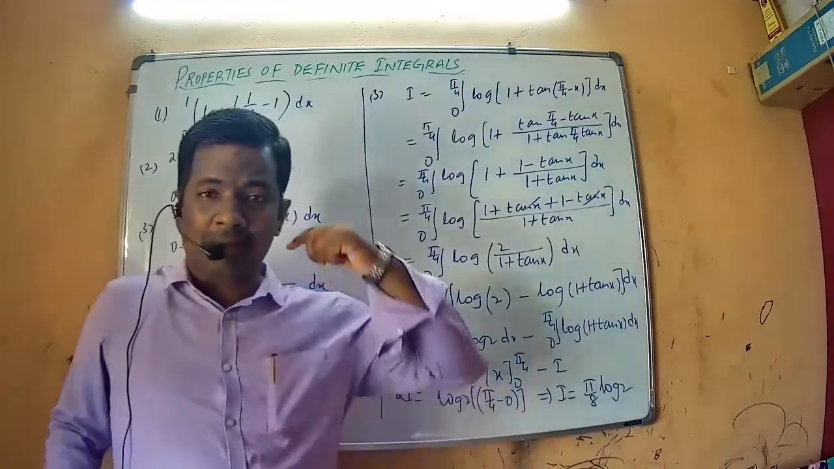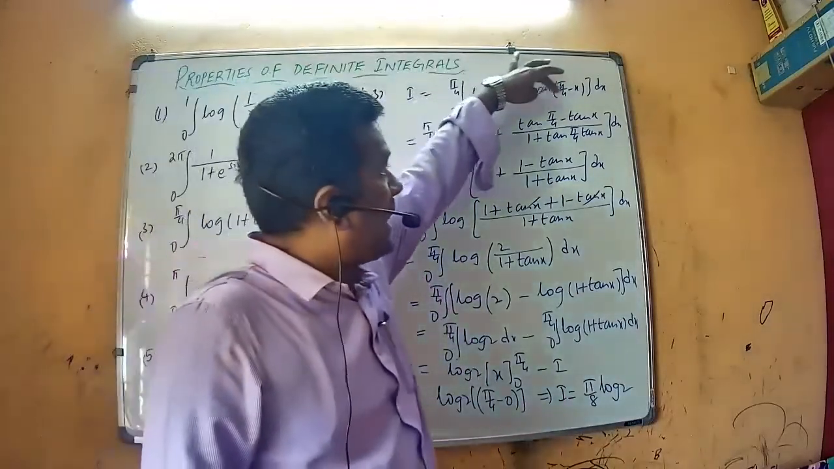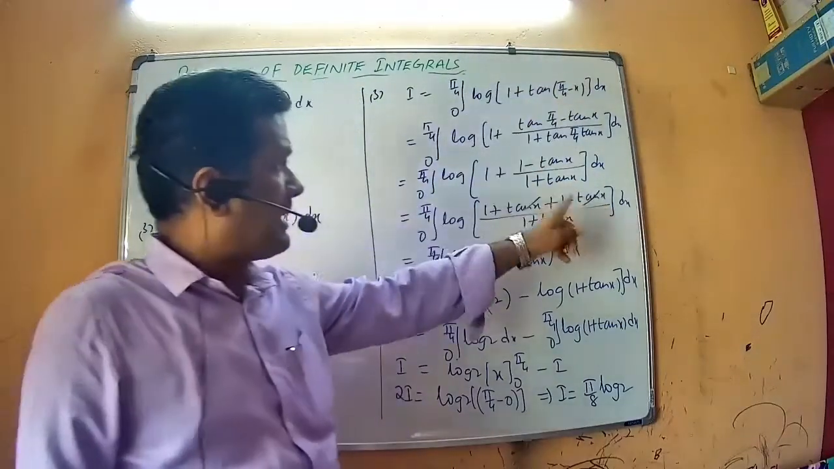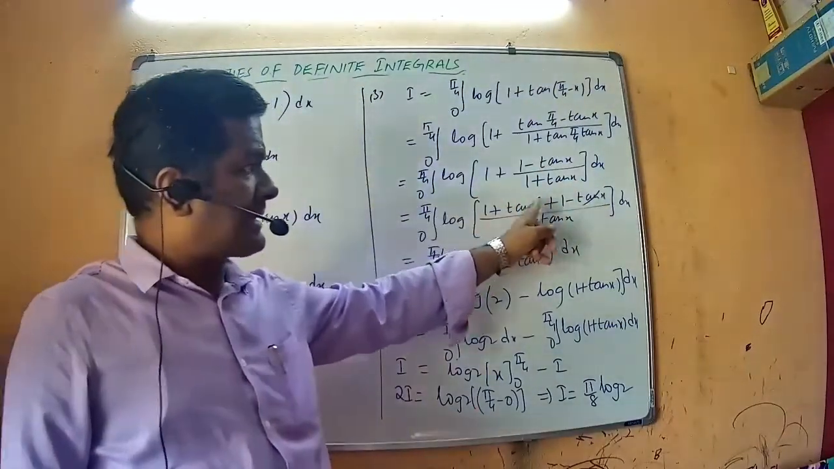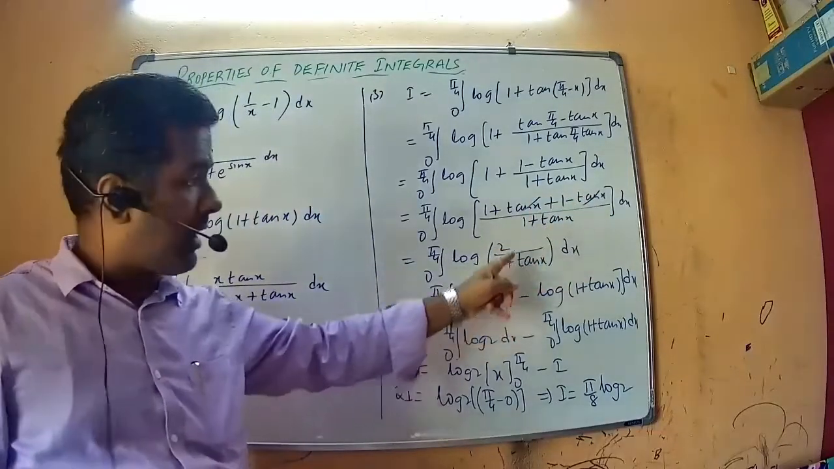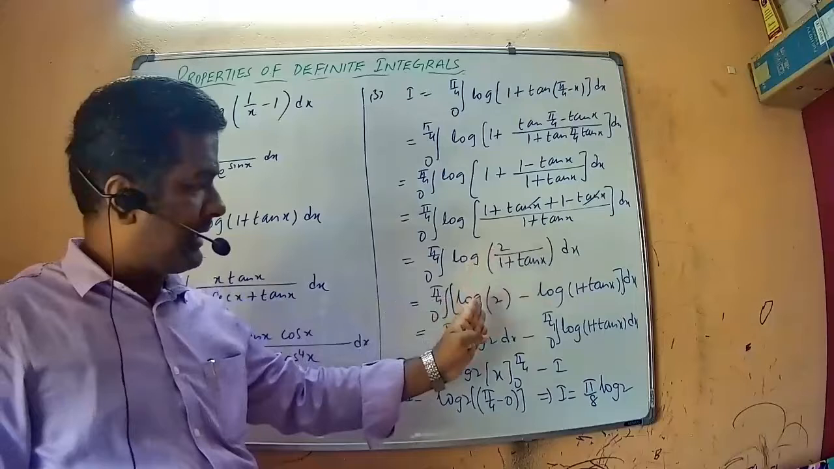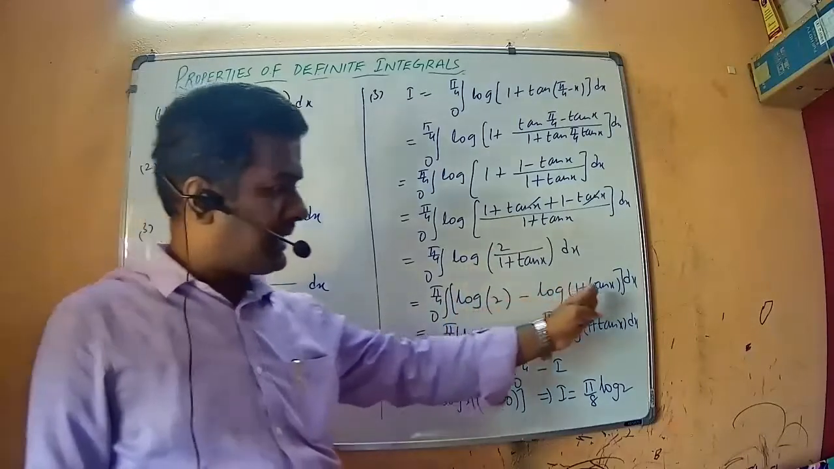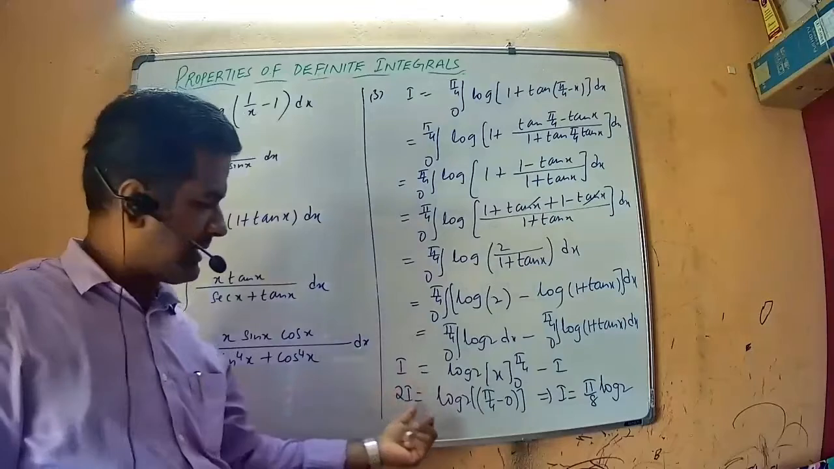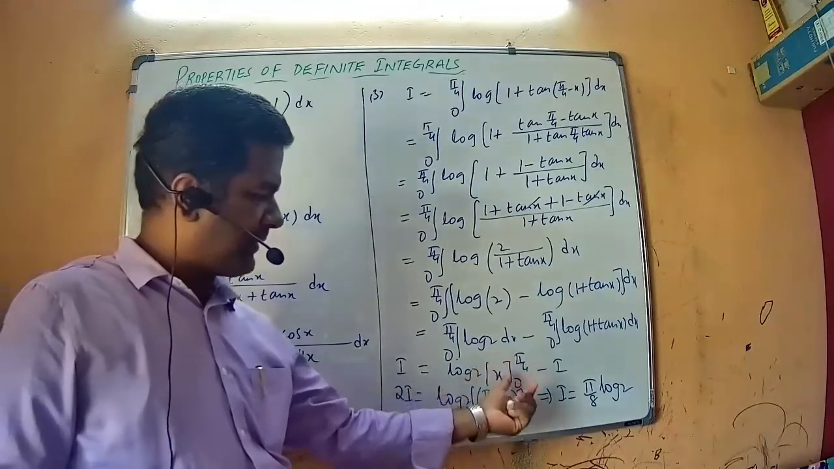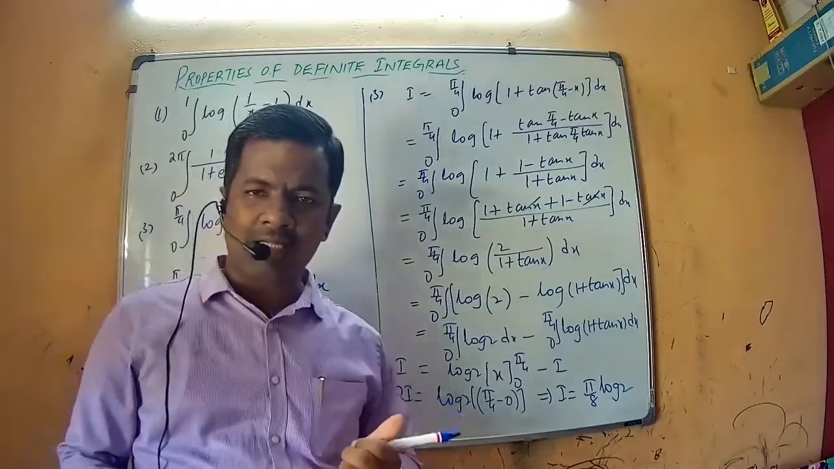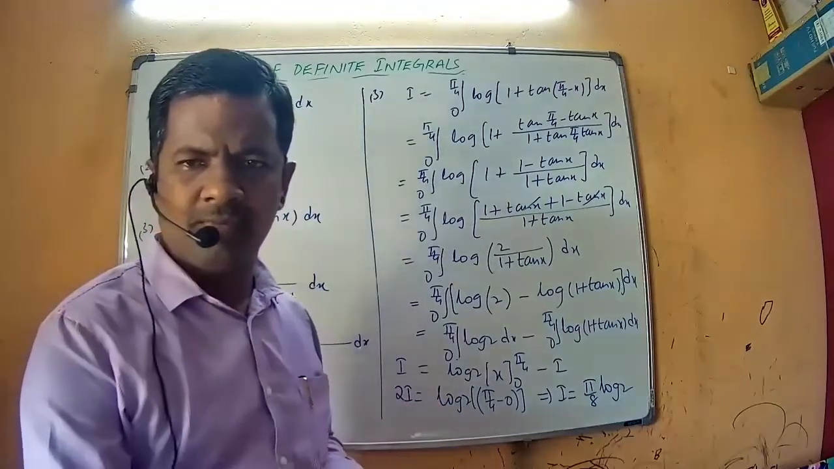So after applying the property using the formula of tan of A minus B, tan A minus tan B by 1 plus tan A tan B, then taking the LCM, tan x and tan x got cancelled here. Applying the logarithmic property also, log of m by n can be written as log m minus log n. This is nothing but I. This is being transposed to LHS. It became 2I. Integral of dx is x. Apply the limits. Finally, we got the answer: I is equal to pi by 8 log 2.